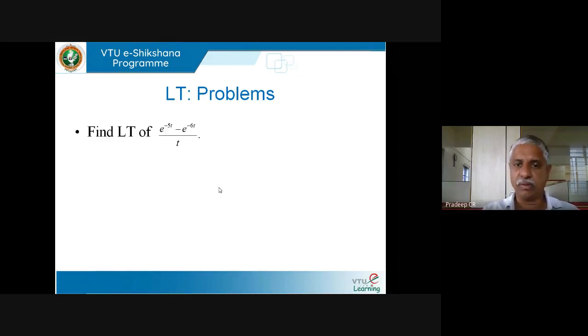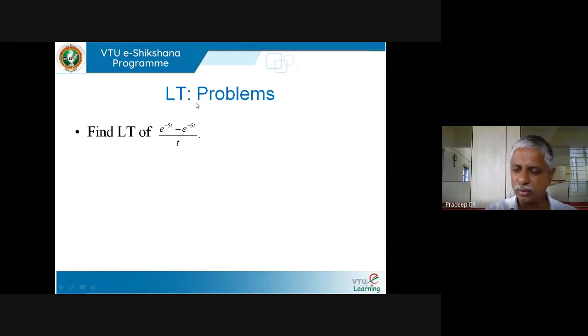And now let us see one more horrendous creature like this. This is e power minus 5t minus e power minus 6t, all by t. First attempt could be to write e power minus 5t by t minus e power minus 6t by t. But it won't help you much, because anyway you have to integrate twice. You will have to integrate the Laplace of e power minus 5t, and then the Laplace of e power minus 6t, and take the difference of the two, both from s to infinity.